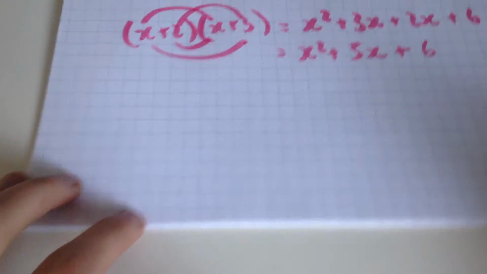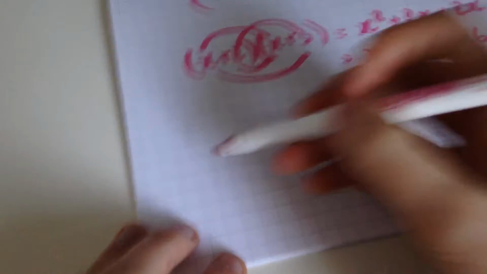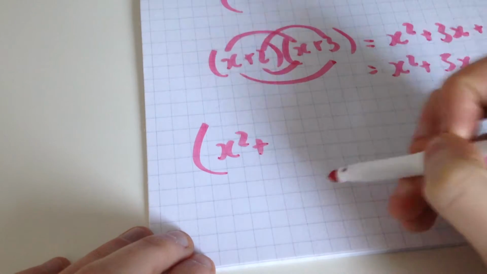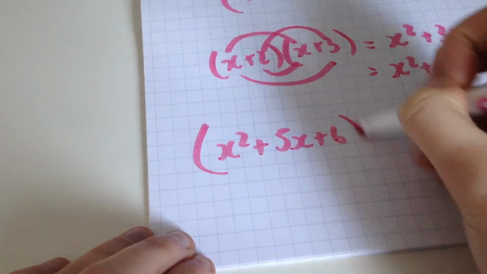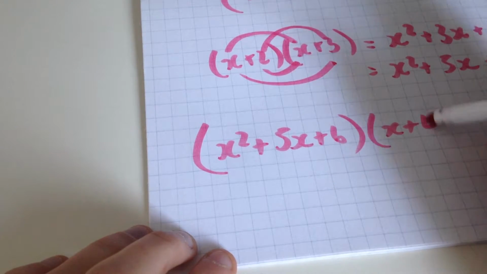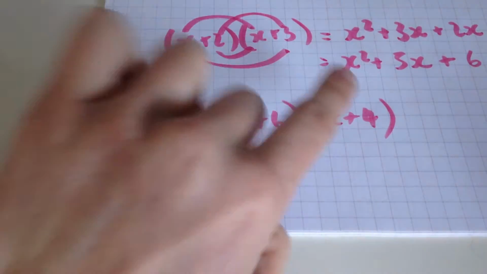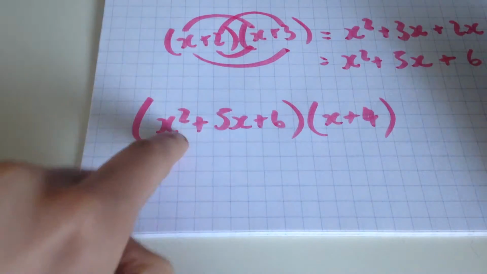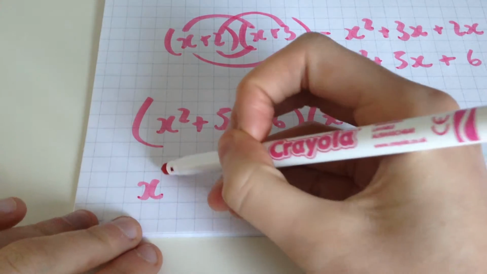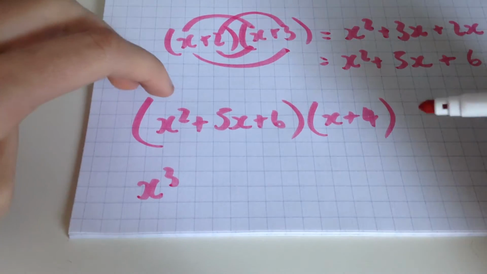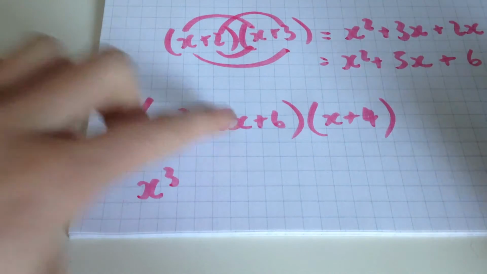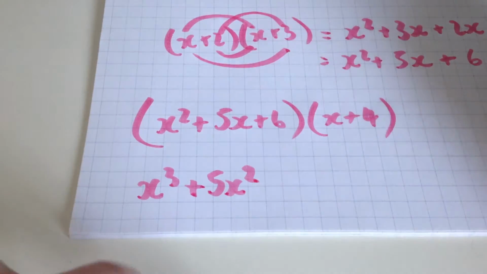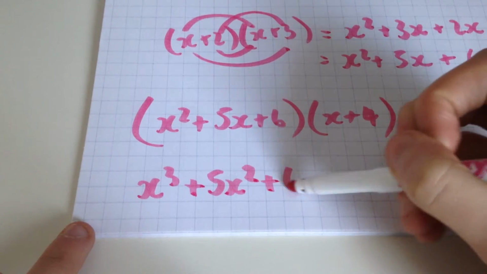Now, we haven't completed this because we've got that other x plus 4 up here. So if we make what we've just found out into a bracket itself, so we've got x squared plus 5x plus 6 in a bracket, and then x plus 4, which we left over. Then we can do the same thing as we've been doing because we've got 2 brackets again. So x squared times x is x cubed. X times 5x is 5x squared. Remember, because there's 2 x's still. And x times 6 is 6x.